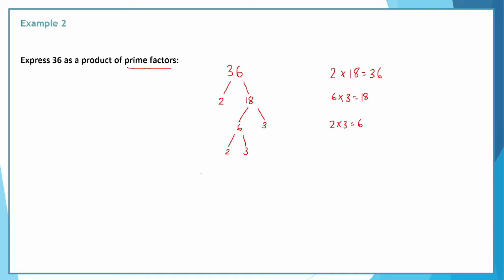And we can say that 36 is equal to, we take this 2 times this 2 times this 3 times this 3. In other words, we can say 36 is equal to 2 squared times 3 squared. And that's 36 expressed as a product of its prime factors.